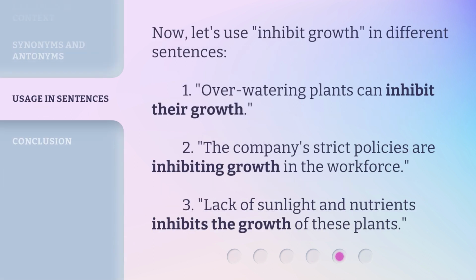Now, let's use inhibit growth in different sentences. 1. Overwatering plants can inhibit their growth. 2. The company's strict policies are inhibiting growth in the workforce. 3. Lack of sunlight and nutrients inhibits the growth of these plants.